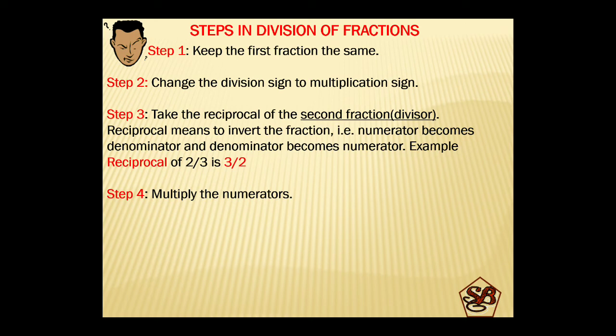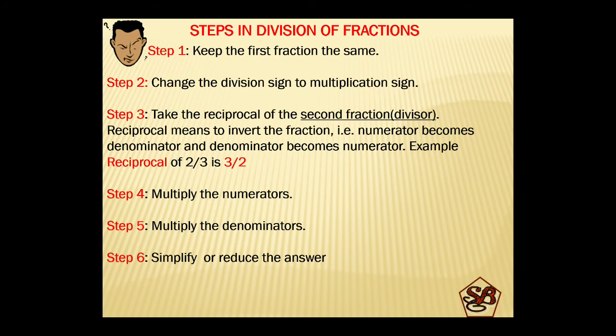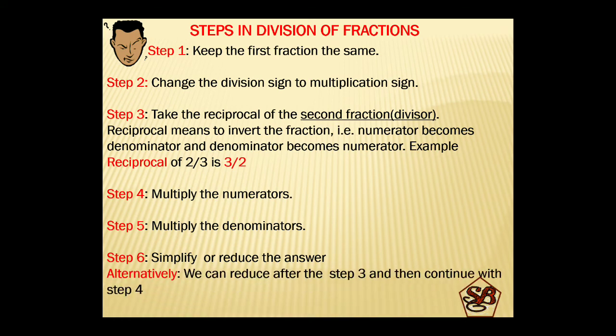Fourth step is multiply the numerators. Step 5, multiply the denominators. Step 6, simplify or reduce the answer. Alternatively, we can reduce after step 3 and then continue with step 4. Now, like in multiplication, we can reduce first and then multiply, or we can multiply first and then reduce. The first 3 steps will remain as they are.